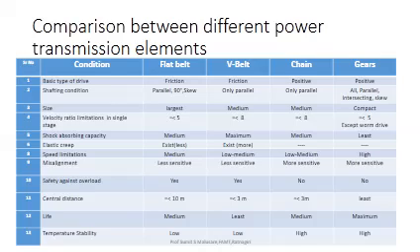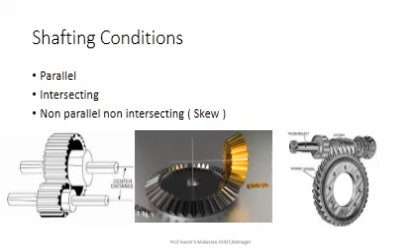Now life. Again, which is compact and has the highest efficiency, it is the gears. So gears have the maximum life and the least life is the V belt. Okay, then the temperature stability. Flat belt and V belt have low stability, and chain drives and gear drives have high temperature stability. Now shafting conditions: parallel shafting, intersecting shafting, non-parallel and non-intersecting shafting as shown in the figure. Already we have discussed it.